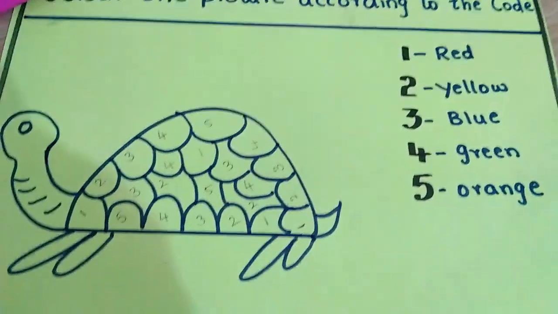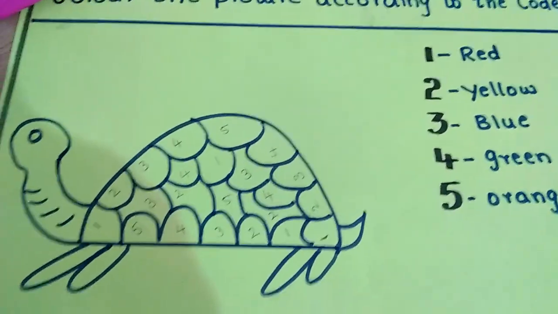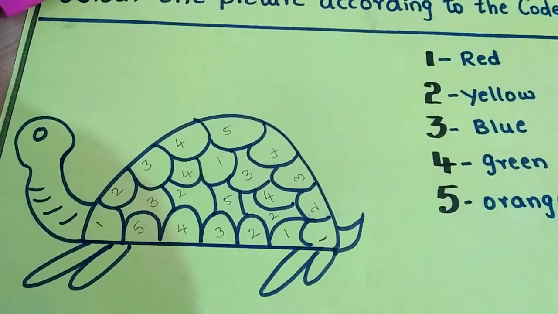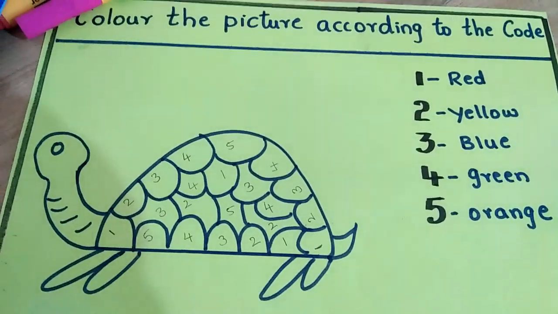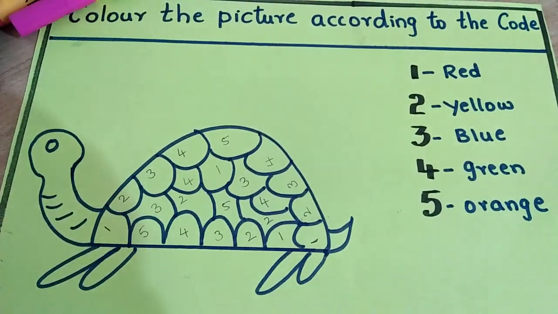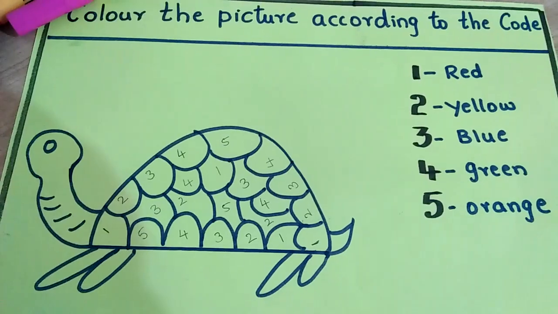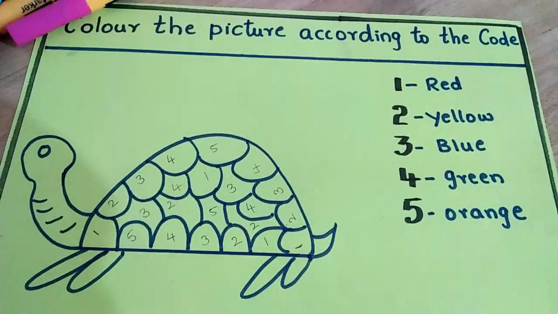So children will identify the numbers and use the code to complete the figure. In this way, we can develop the identification of numbers and also the colors.